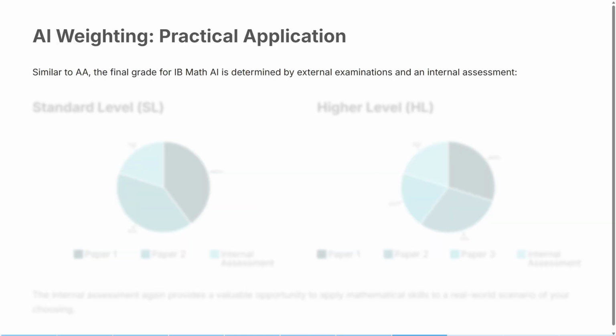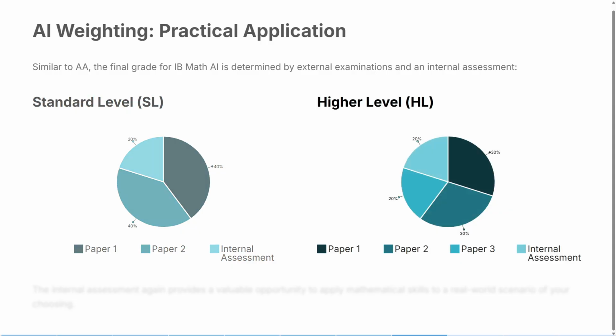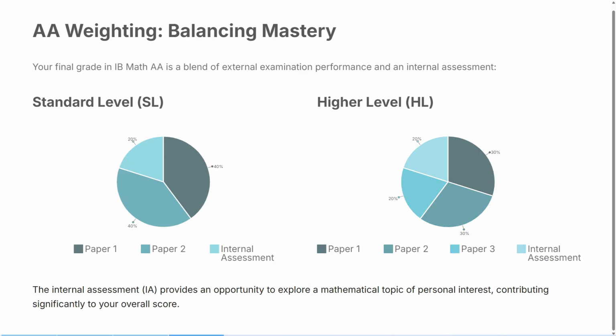The weighting in AI is similar to AA. At standard level, paper 1 and paper 2 are each worth 40%, and internal assessment is 20%. At higher level, paper 1 and 2 are 30% each, and paper 3 is going to be 20%. And the internal assessment is also going to be 20% of your final mark.